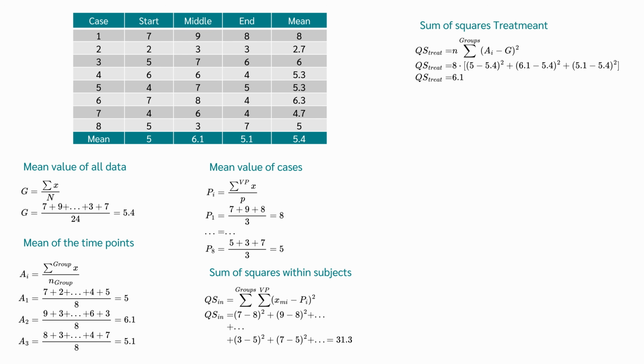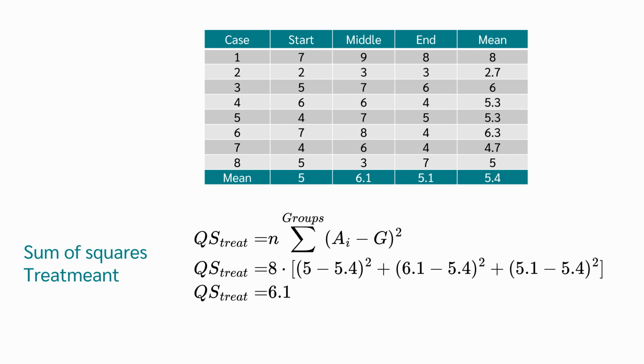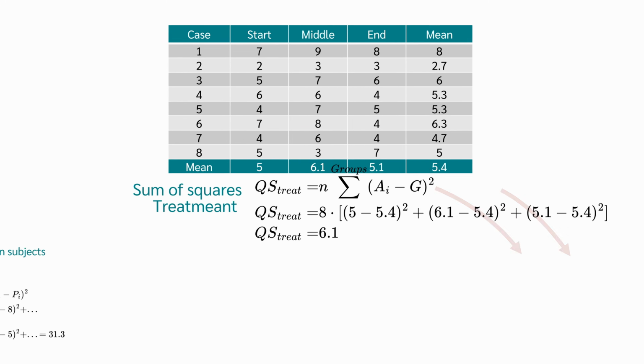We can then calculate the sum of squares of the treatment, i.e. the sum of squares of the 3 points in time. We obtain this by subtracting the total mean value from each group mean value, squaring it and adding it up. N is the number of people in a group. So we get 5 minus 5.4 squared plus 6.1 minus 5.4 squared plus 5.1 minus 5.4 squared.